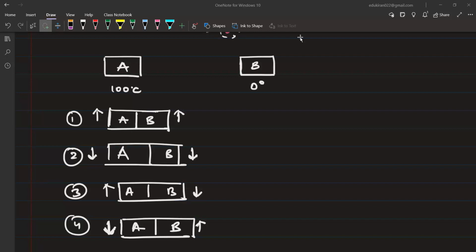A will become colder or hotter? It will become colder. So temperature will increase or decrease? Decrease. Okay. And what will happen to B? It will become hotter or colder? It will become hotter. So its temperature will increase or decrease? Increase. So tell me what is the option? The fourth one. So your answer is also correct. Okay, so at least you're on this phase.